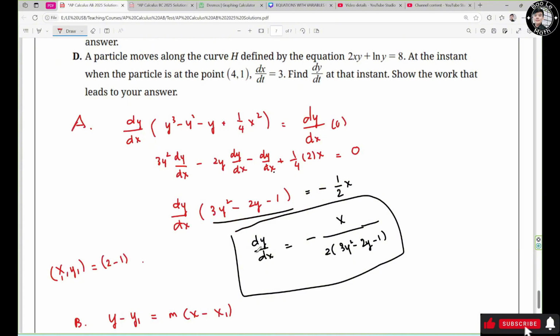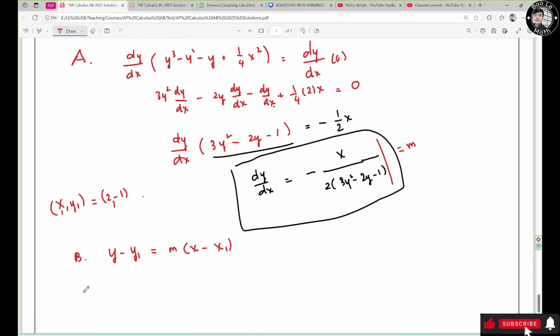And then m, which means this one right here. This one equals m, the slope right here. Now we need to evaluate this one when s equals 2, y equals negative 1, right? So I have m equals dy over ds. So it's going to be negative s squared, so it could be 2 right here, over 2 times 3 times negative 1 squared minus 2 times negative 1 minus 1, right? Now we're going to simplify this one. It turns out to be negative 1 over 4, right?